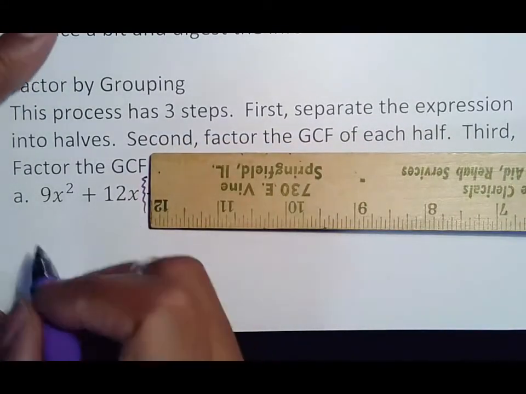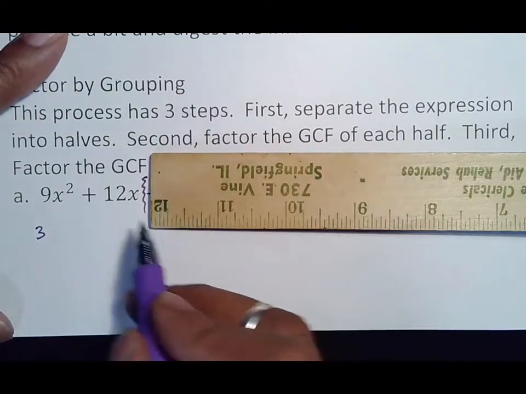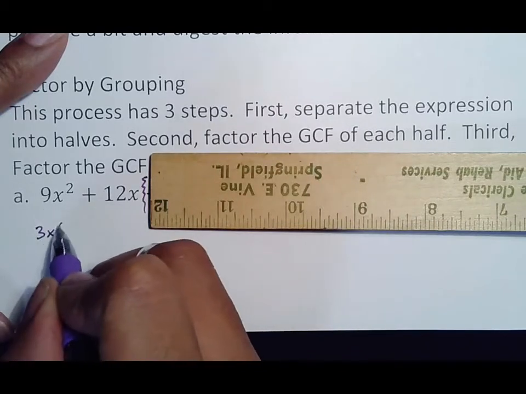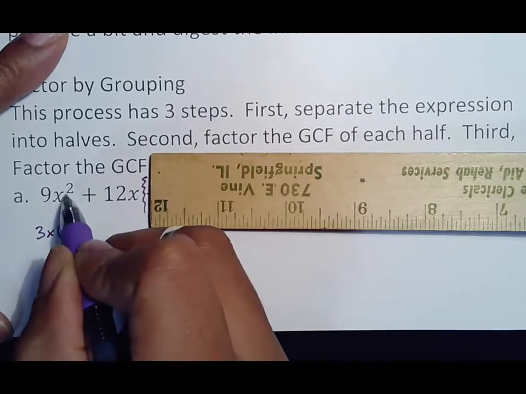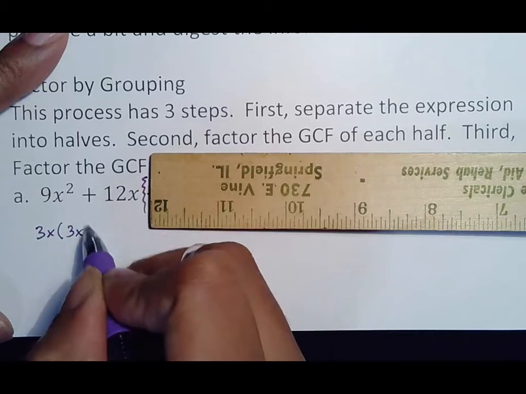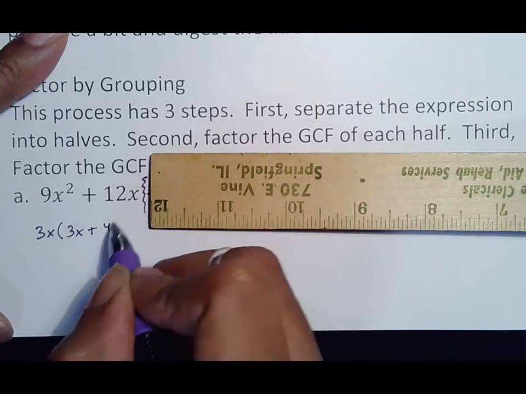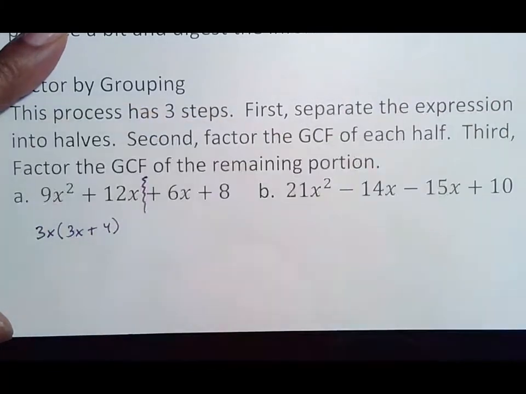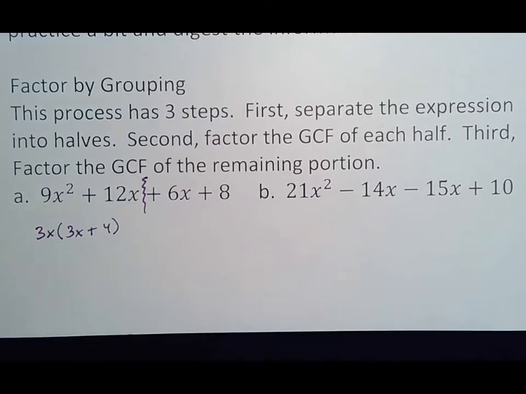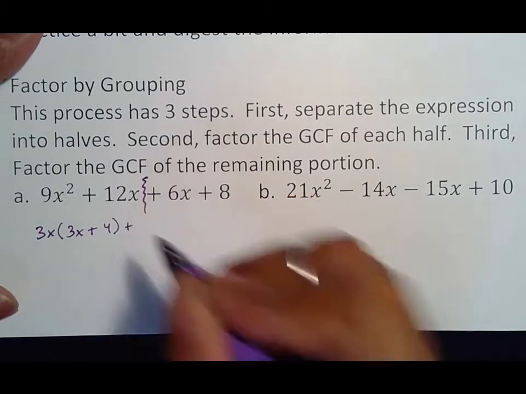The biggest number I can take out of 9 and 12 is 3. They both have an x. I take the x off. 9 turns into 3. I had 2, took 1 off. Plus 12 divided by 3 is 4. Had 1, took it off. There we go. I will recommend that you always copy the sign.